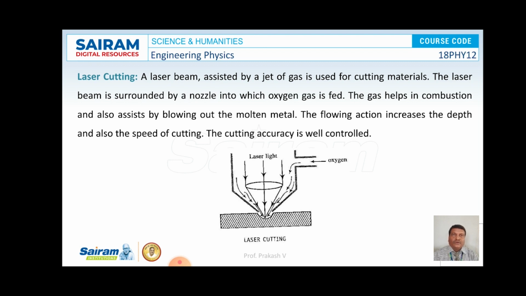Now the other application is laser cutting. A laser beam assisted by a jet of gas is used for cutting materials or metals. The laser beam is surrounded by a nozzle into which oxygen gas is fed. The gas helps in combustion and also assists by blowing out the molten metal. The flowing action increases the depth and also the speed of cutting. The cutting accuracy is well controlled in this case.